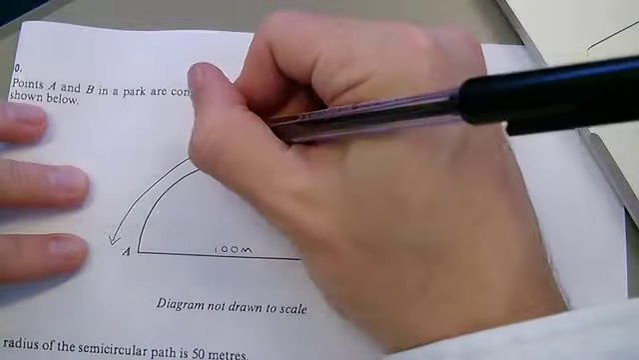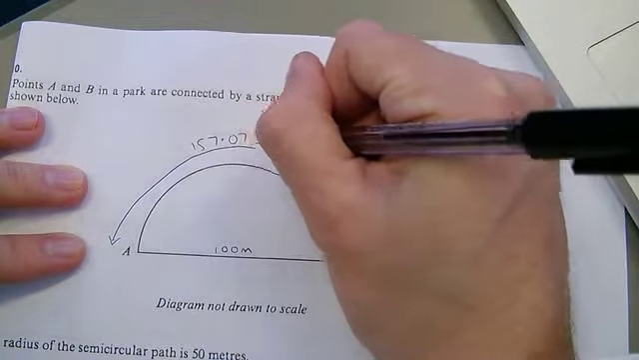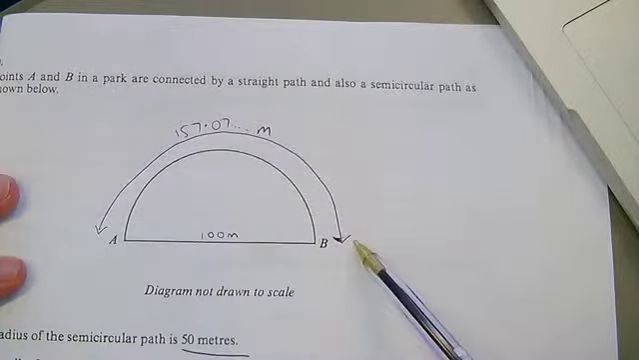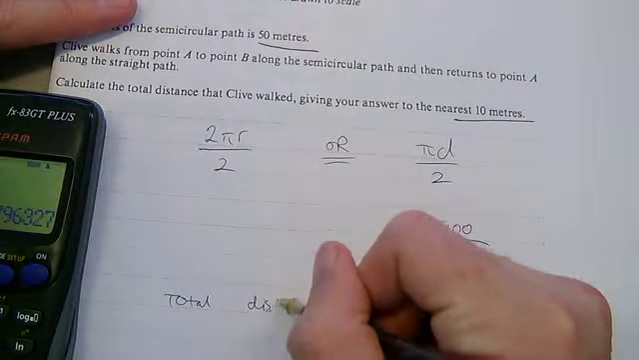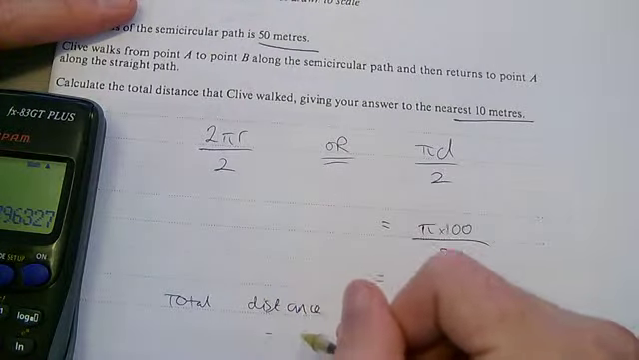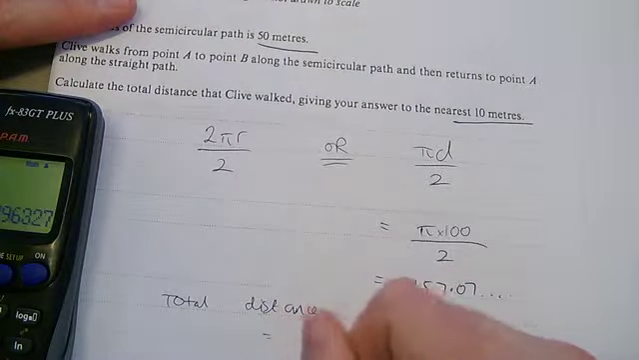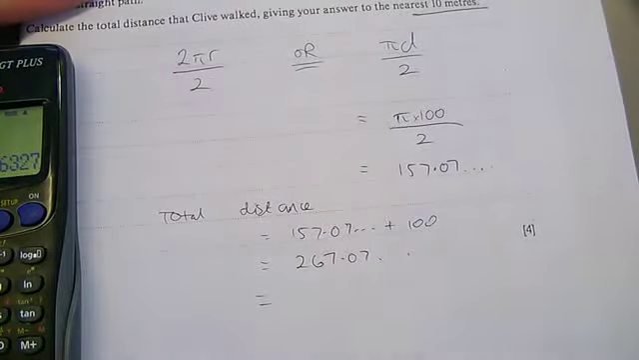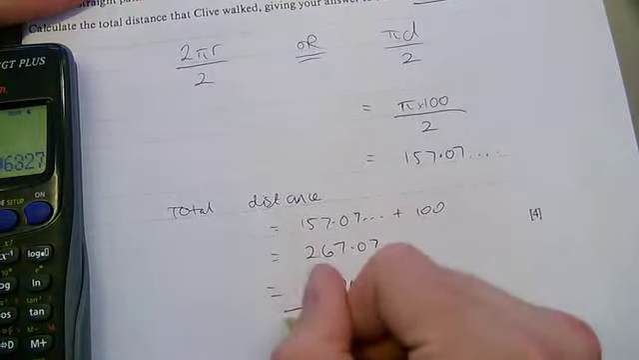So Clive is clearly a bit of a character that likes just to walk around in semicircular fashion. We now need to work out exactly how far he's walked. So he's done 157 metres there and 100. So a total distance of? 257. Good. It's 257.07, and then well done for not falling for the last bit. It said to the nearest 10 metres, so that's 260 metres. What a life, eh?